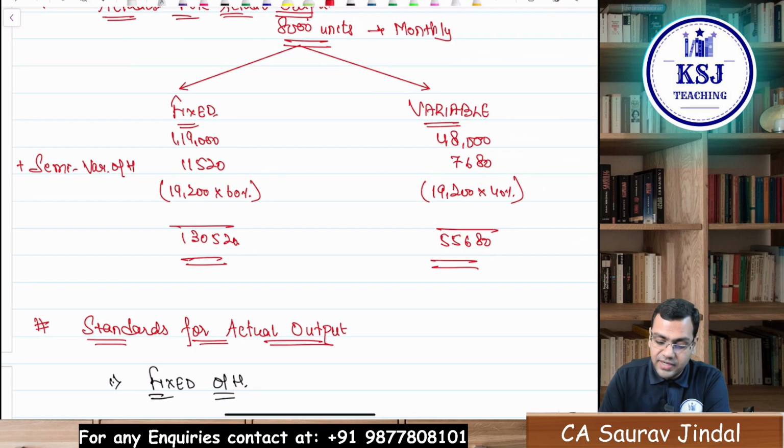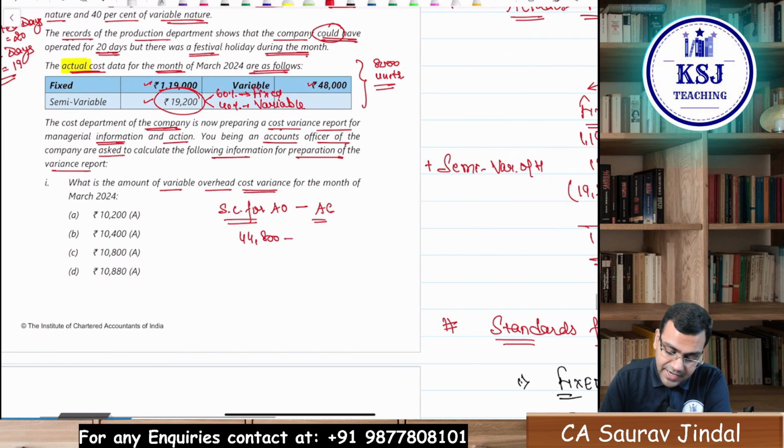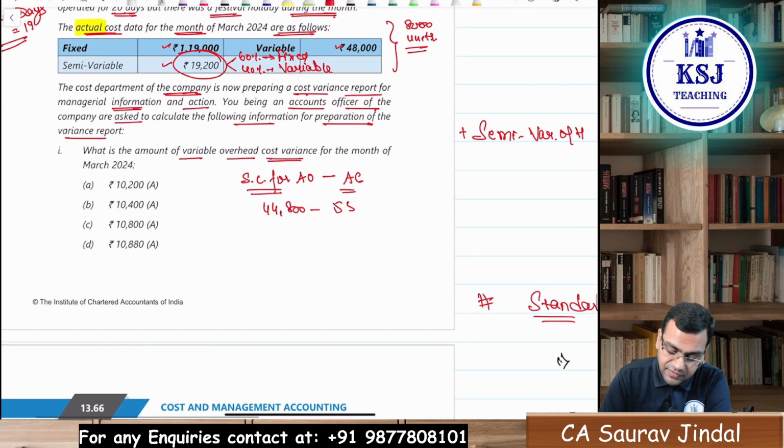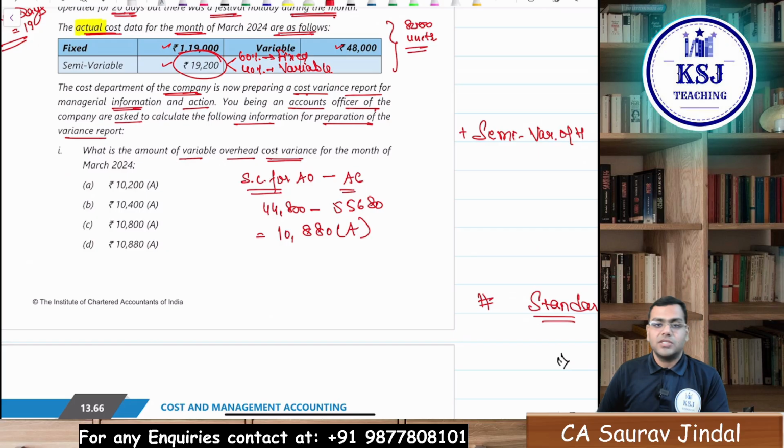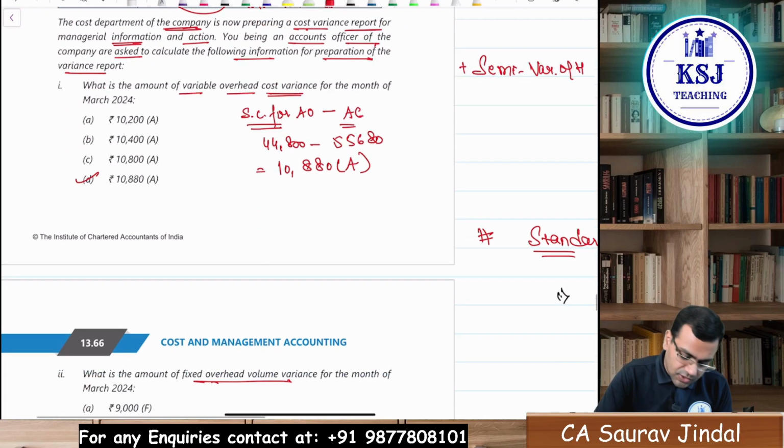Actual variable overheads, that is 55,680. So 44,800 minus 55,680 comes to 10,880. Is that adverse or favorable? It is adverse because your actual cost is more than your standard cost. So that means we have option D here. Is that clear, everyone? Yes, fine.